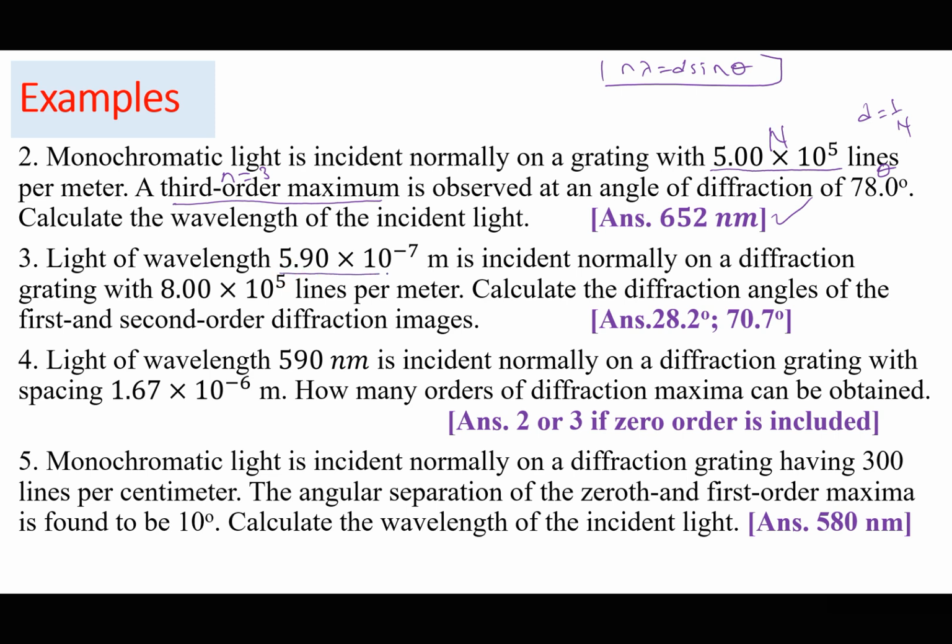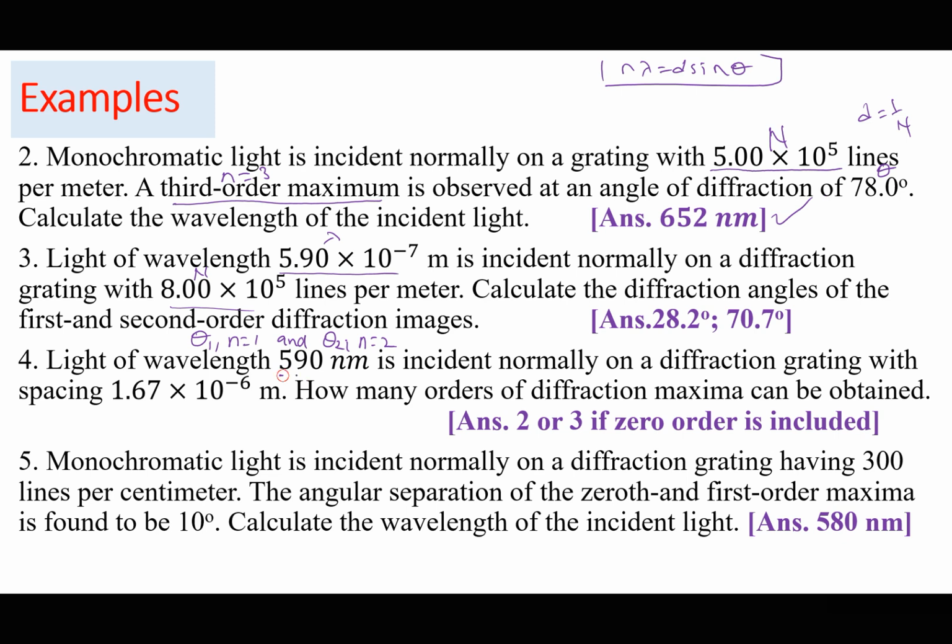Light of wavelength 5 times 10 to the power of minus 7 is incident normal on a diffraction grating. So you have the wavelength. Diffraction grating with 8 times 10 to the power of 5 lines per meter. So this is capital N. Calculate the diffraction angle of the first and the second order diffraction images. So we want to find theta for the first and the second order. You will find theta 1 when n equals 1, and theta 2 when n equals 2. So just substitute in that equation. I don't think that is very hard. It is almost the same as example number 1.